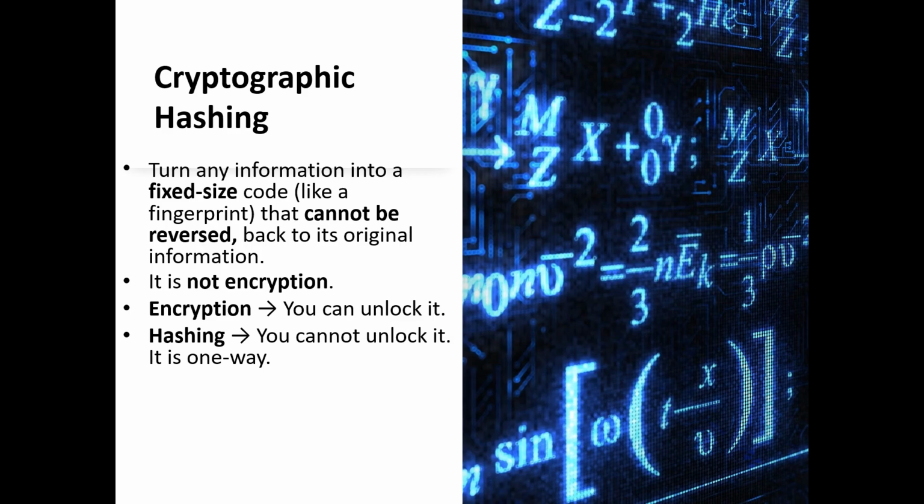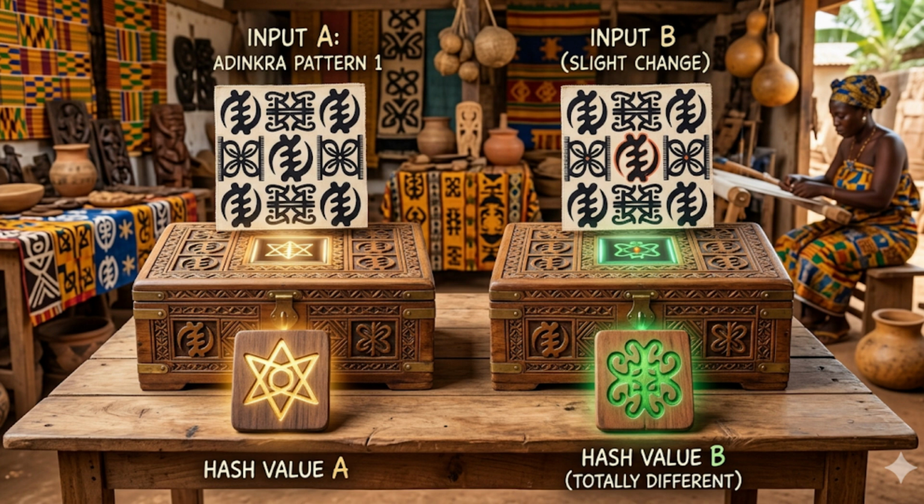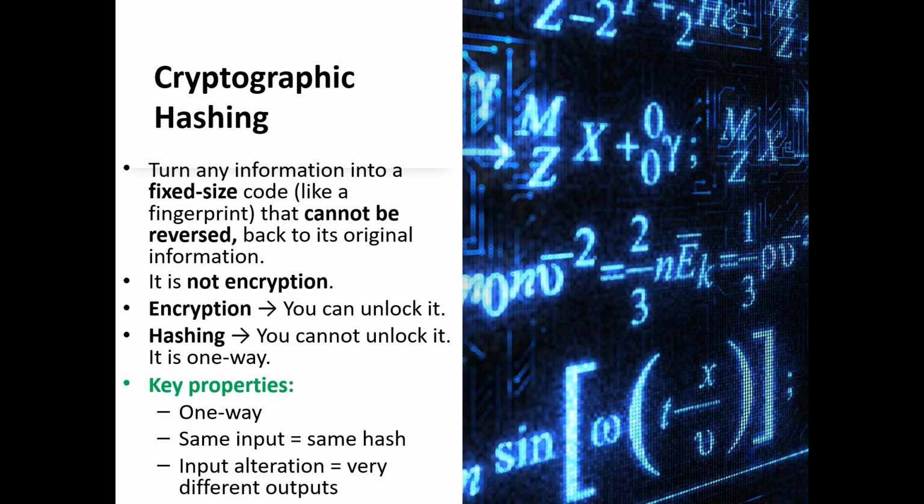Remember, I said it's not encryption. So the key property, the important thing you need to note about cryptographic hashing, is that it's a one-way thing, that it cannot be reversed. You can't go back. When you input the same value, you always get the same hash every time. Anywhere around the world, you get the same hash. Then any alteration or any small input change will produce a totally different output.